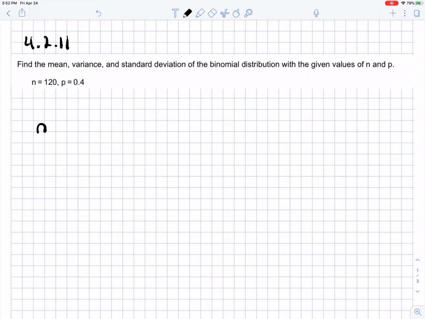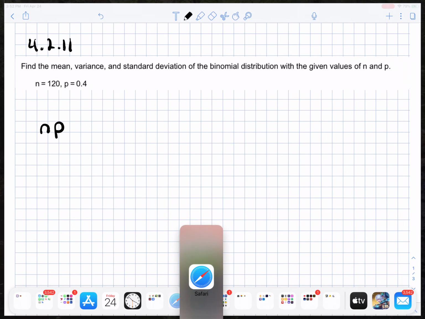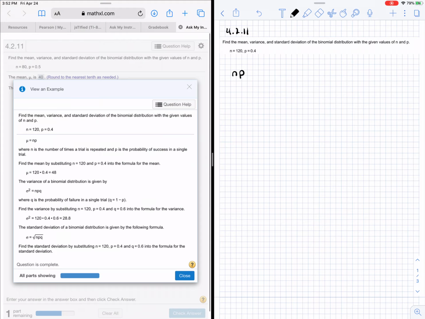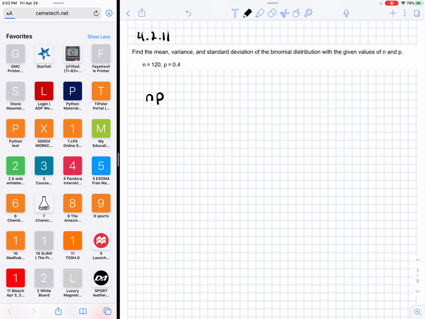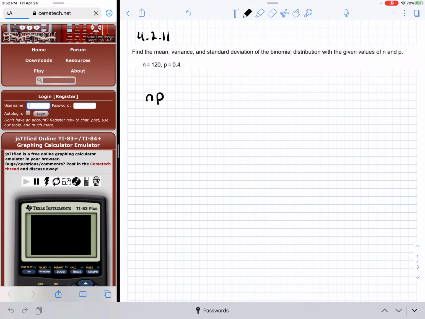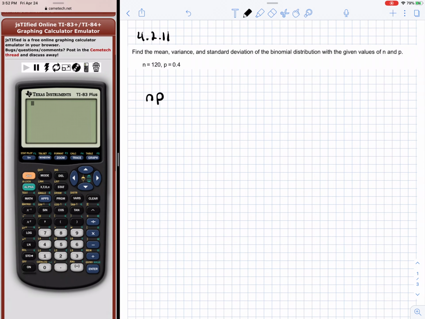So if we do n times p, now I know there was a question about the calculator. So I'm using a TI-83 Plus, this is a graphing calculator. I'm using this site called chemtech.net, but then you'd have to also download a ROM or an emulator. It takes a little bit of finagling to get to this point. But yeah, you will need a calculator.